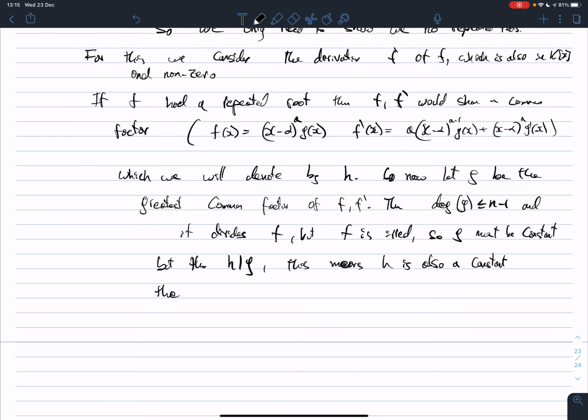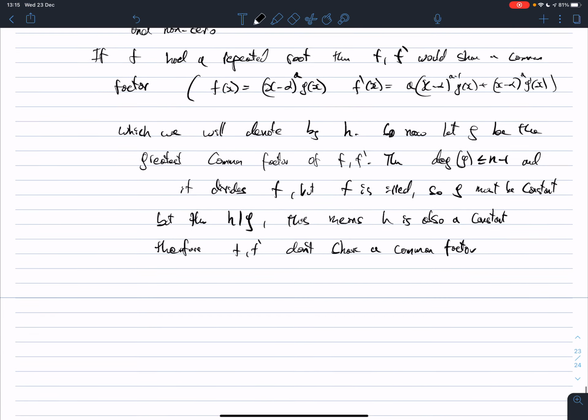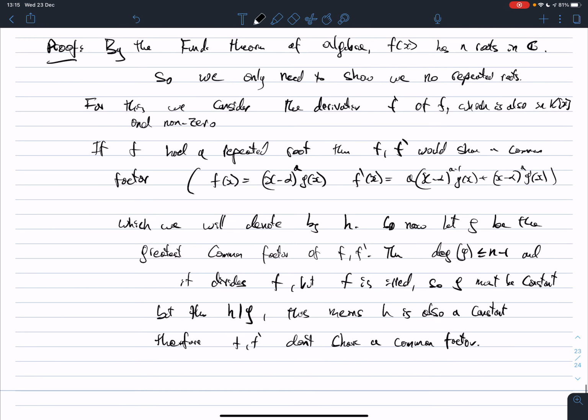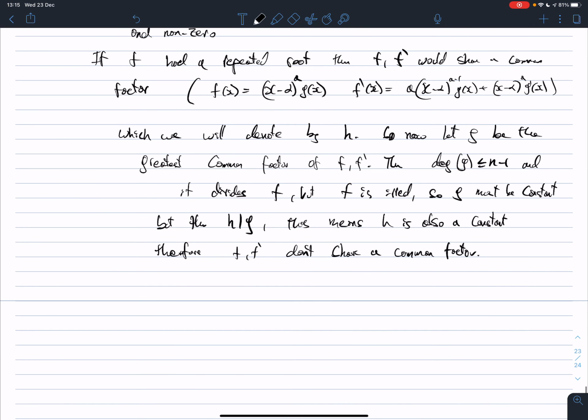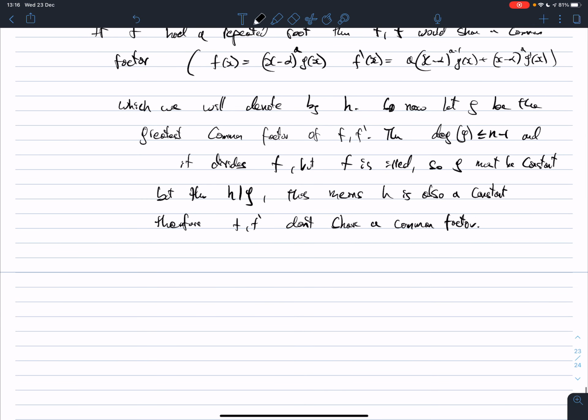Therefore f and f prime don't share a common factor, which is what h was. So if they don't share a common factor, there couldn't have been a repeated root. And this finishes the proof for f, and the same proof works for f sigma. You do the same thing, so you get the result.